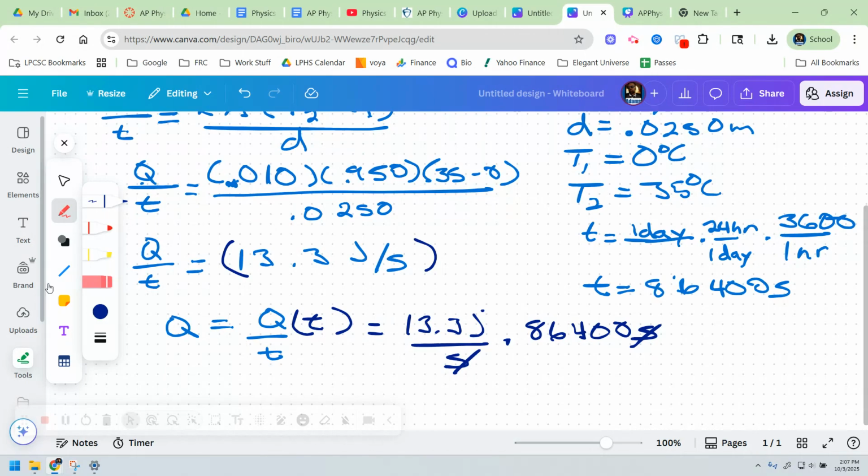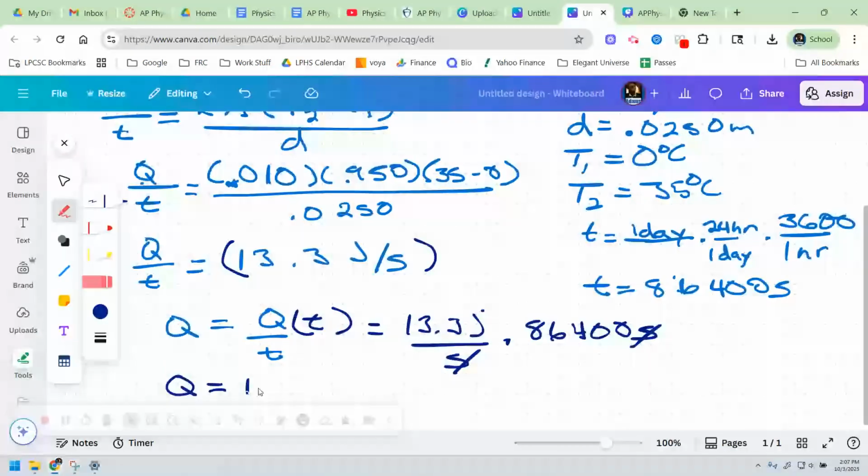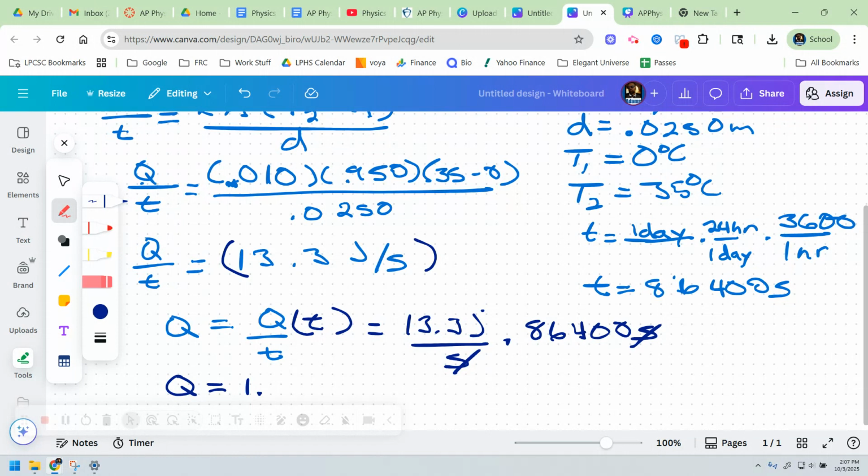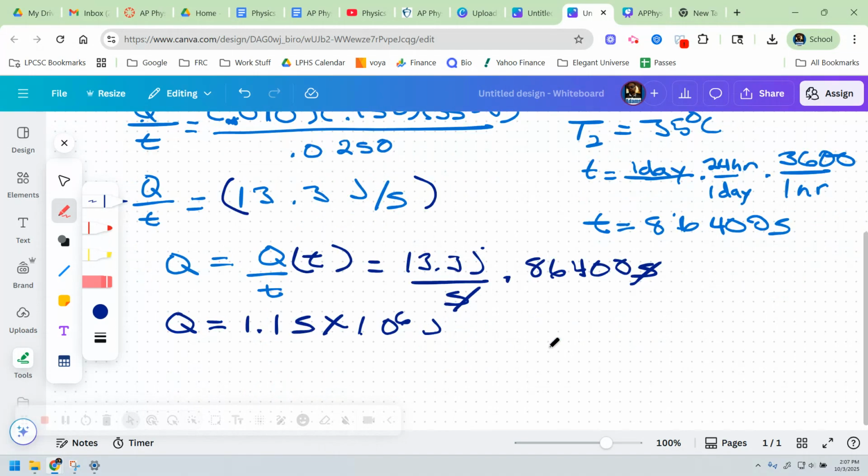And so then my actual heat, or my actual energy, is going to be this 13.3 times 86,400, which is about 1.15 times 10 to the 6 if you plug that in a calculator, and that's joules. Now we're not quite done. So we had to do all of that to find the heat energy, right? And this is technically the heat energy used over the course of a day, right?